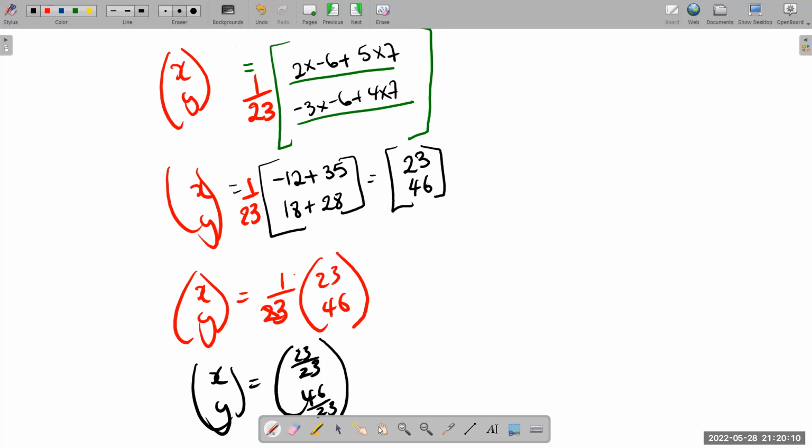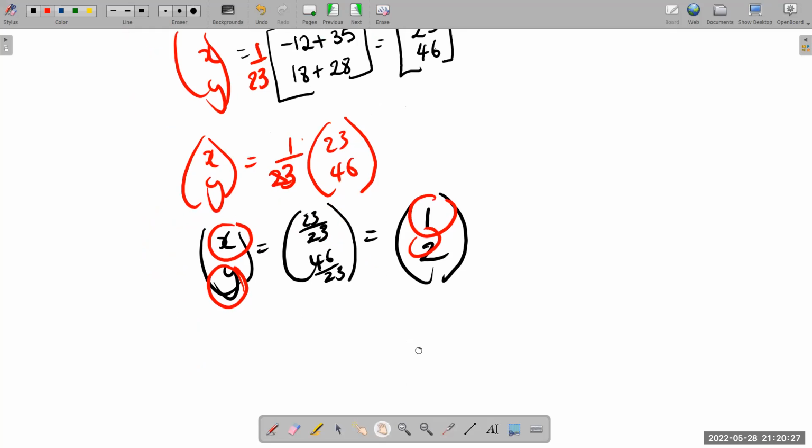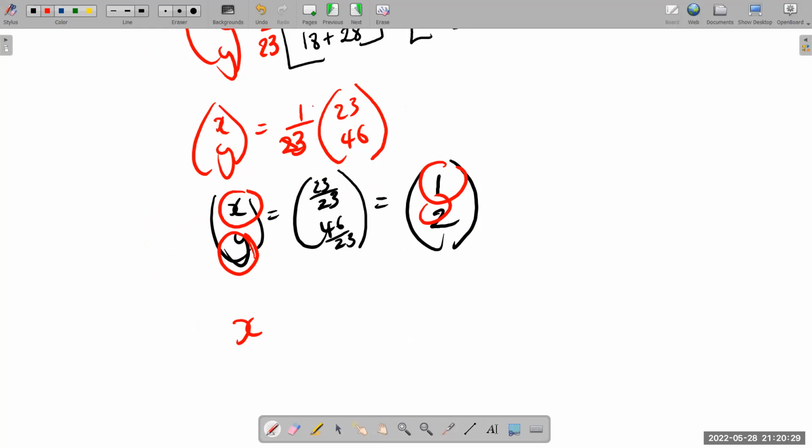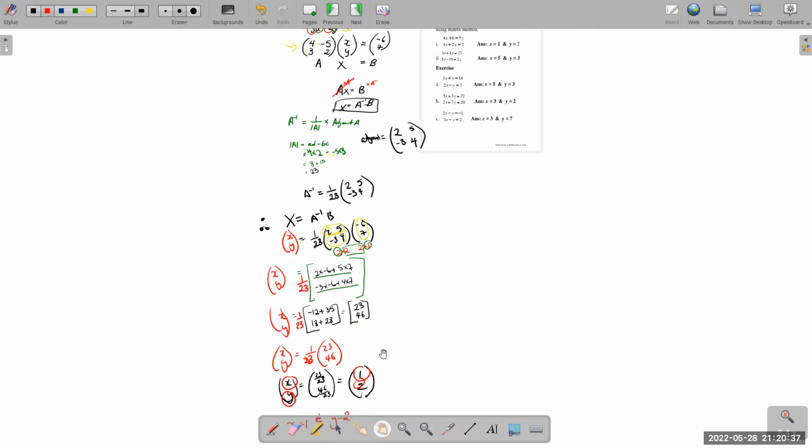And what is that equal to? 23 over 23 is what? 1. 46 divided by 23 is 2. So what does that mean? What is our answer? X is equal to 1. Y is equal to 2. And just like answering simultaneous, you have to say that X is equal to 1 and Y is equal to 2. So let me scroll back out and go through the whole thing from top to bottom.